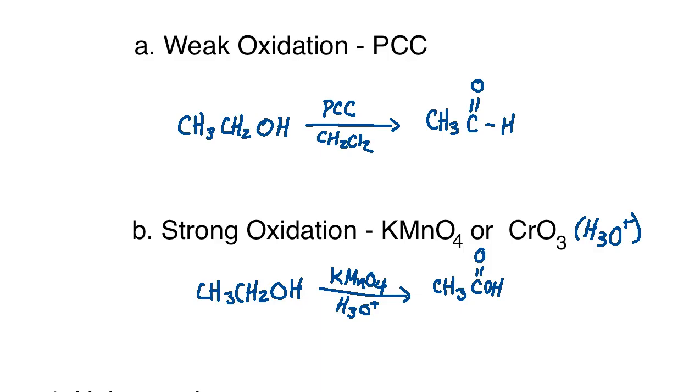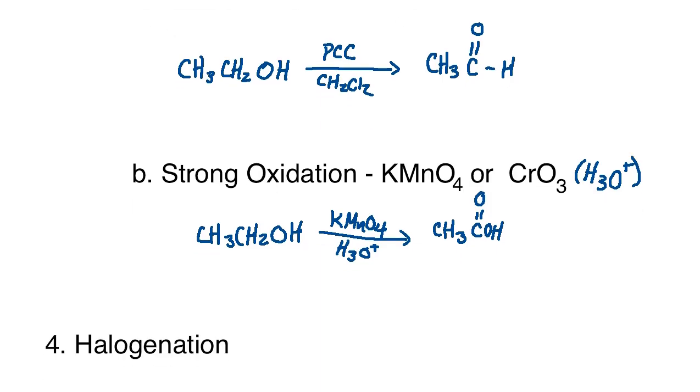Now, if you use a secondary alcohol, you're going to end up with a ketone. So let's say that I have an alcohol that looks like this. If I use an oxidizing agent here, a strong one, I am going to oxidize this into acetone. I'm going to get the corresponding ketone.